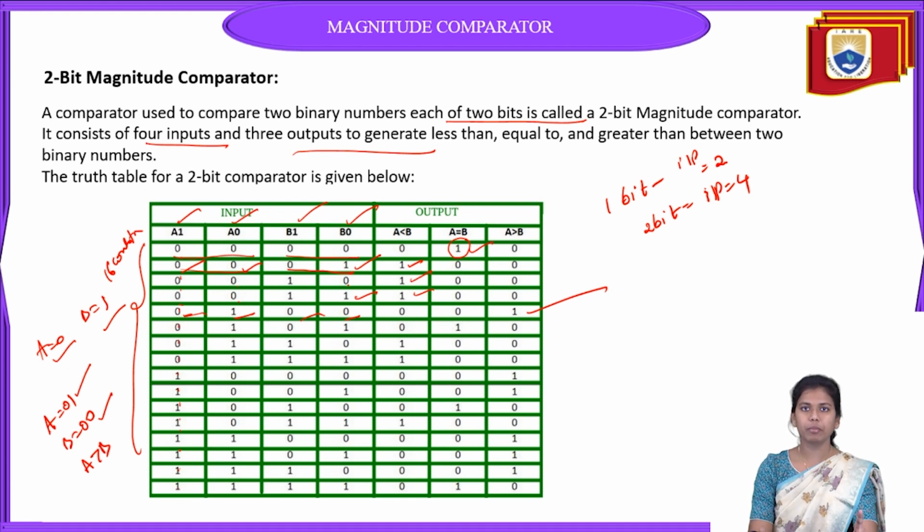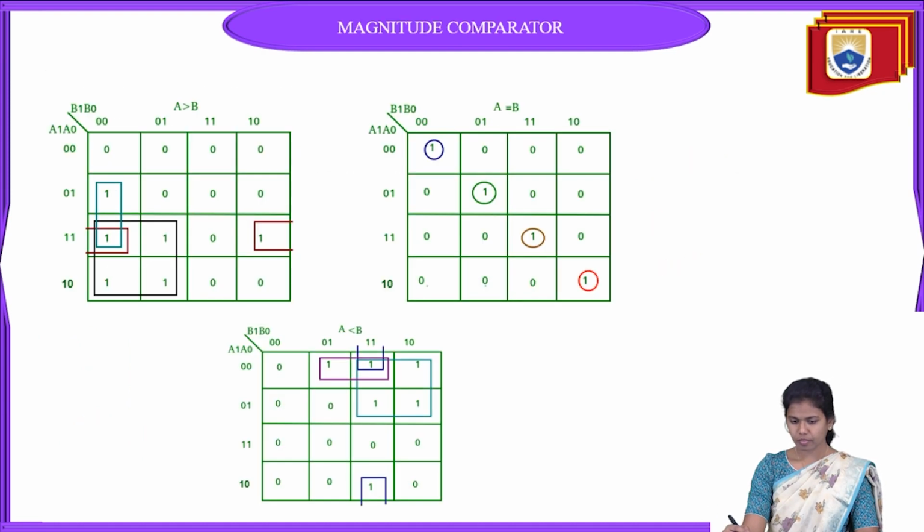Always remember, for the 1-bit magnitude comparator, 2 inputs are considered. For the 2-bit magnitude comparator, 4 inputs are to be considered. But in the output, the conditions are one and the same: greater than, equals to and less than.